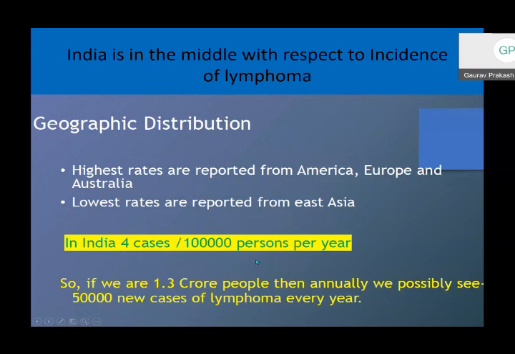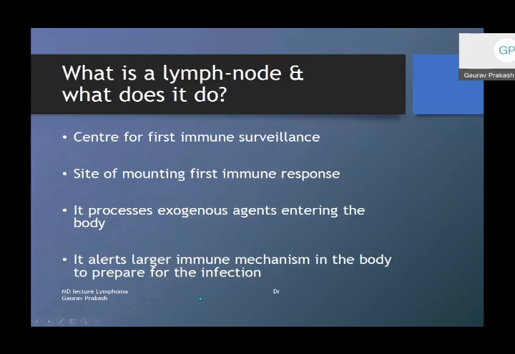So if we take this estimate and try to have a projection or ballpark figure for 1.3 to 1.4 crore people in our country, we are likely to see 50,000 new cases of lymphoma every year. This is like a time bomb. In fact, the whole of America and Europe together does not see this kind of cases. So this is a big challenge for all of us.